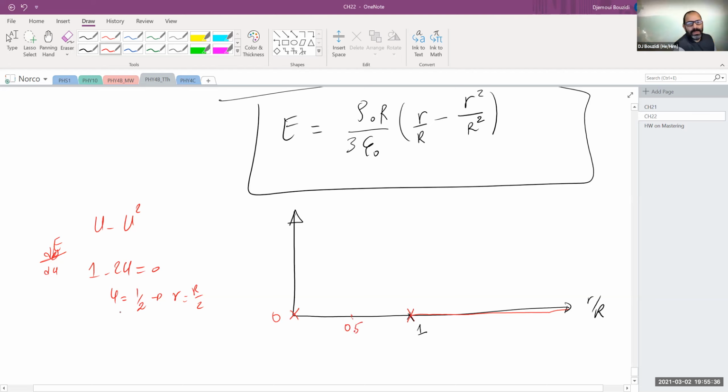The reason why I know it's a peak is because if I take the second derivative of E with respect to u, it is going to involve a negative number, -2 times the rest, okay? So it's a negative number, and when the second derivative is negative, in this case, it's a maximum, not a minimum. So in this case, the electric field is actually going to be a parabola.